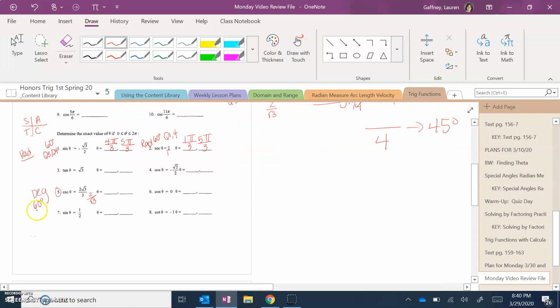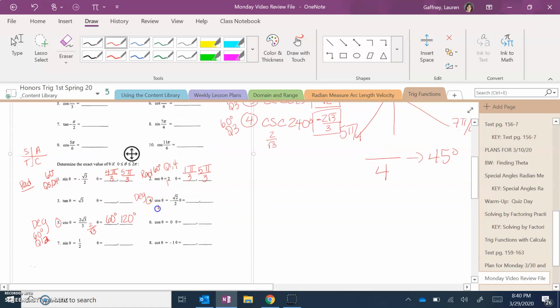Sorry, guys. So 60-degree reference angle. Now, it's positive. Cosecant is positive in quadrants 1 and 2. So 60 degrees would be the quadrant 1, and 120 degrees would be the quadrant 2. Always go from your x-axis. So subtract 60 degrees from 180, and you get 120. Let's do this one in degrees.